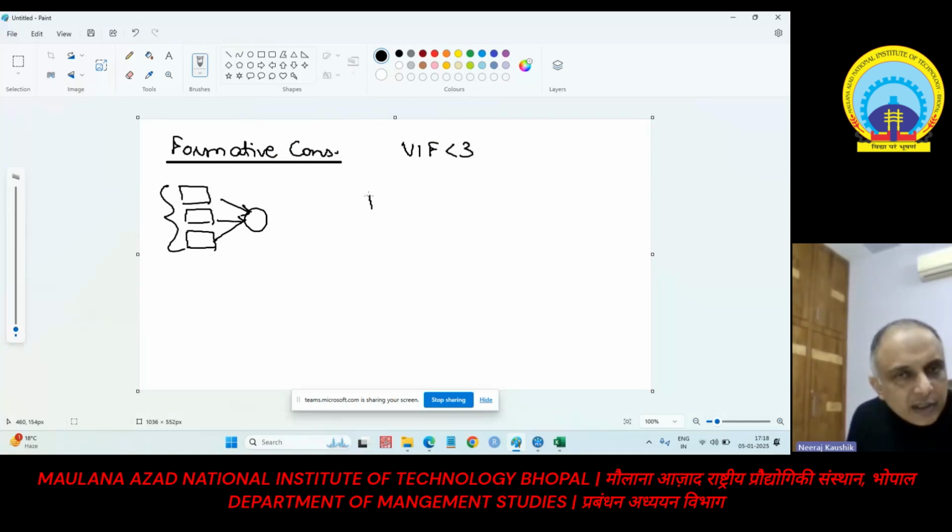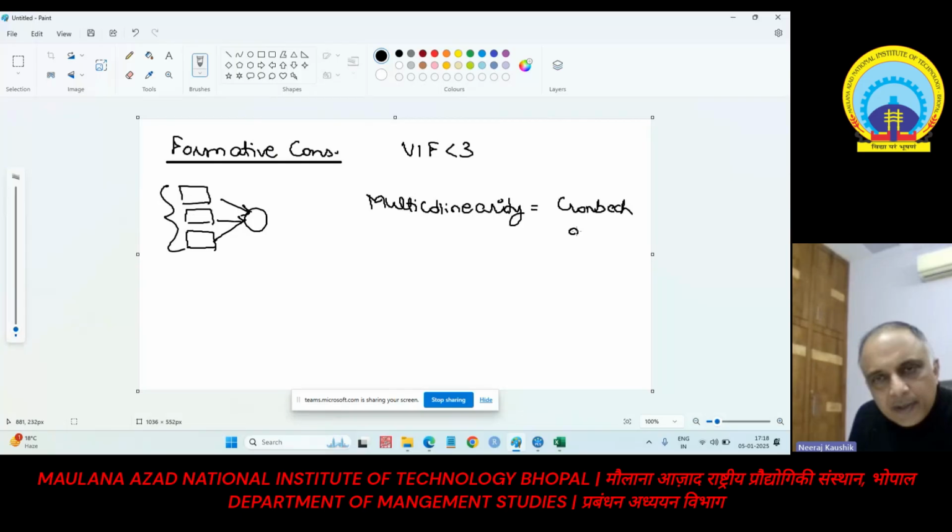Now, do you understand multicollinearity, which is a problem in regression? It is actually the same thing as what is called the Cronbach alpha. Do you understand this problem? The relationship between the items: in the reflective, we call it the Cronbach alpha, and it should be good. But the same becomes a problem in the formative, multicollinearity, and the VIF value should be less than 3. If it is more than 3, then some construct will automatically be removed.